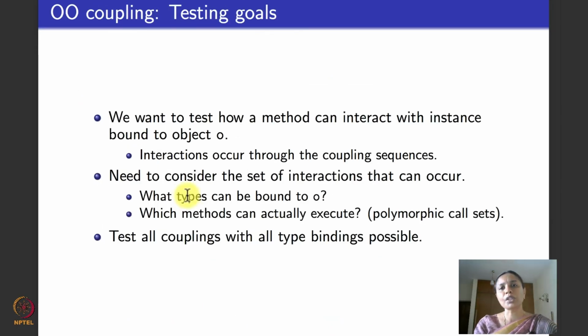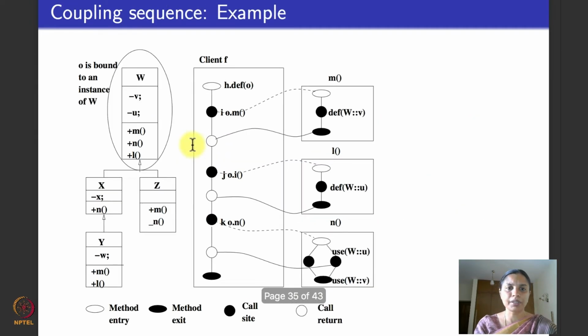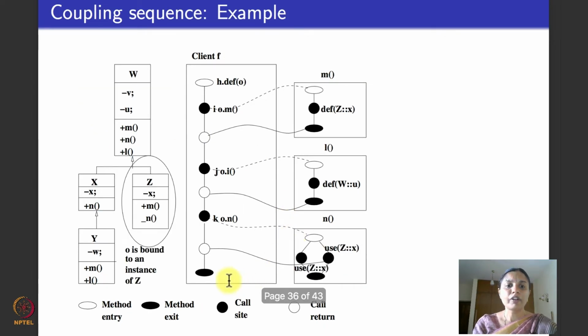When we come to object-oriented coupling, what are our testing goals? We want to be able to test the following. We want to test how a method can interact with an instance bound to an object O. Like for example here, an object O is bound to an instance of W. The interaction is different from when an object O is bound to an instance of Z.